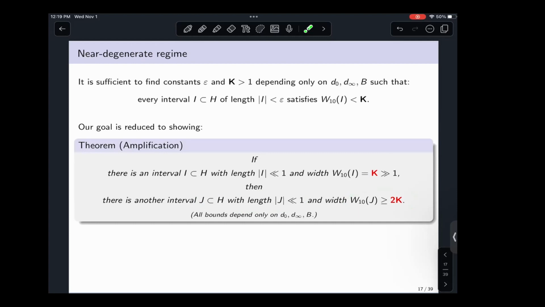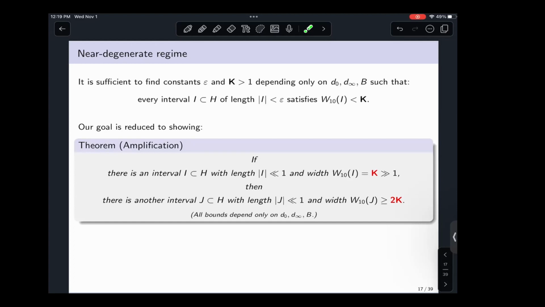And when life is already very bad, now it's going to be even worse tomorrow. Oh, and within this game, I also want to make sure that all the bounds here depend only on the degrees and the bound on the rotation number.